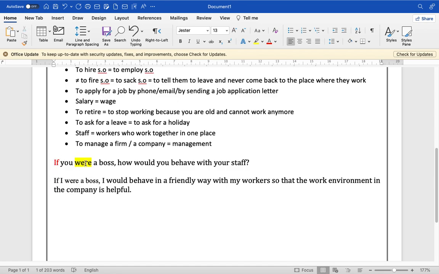This is the third type, in which we have the simple past here and would plus a verb here, as in I would behave. And if I were, you can use this expression in exams to answer. Usually I have such a question as the last question in reading comprehension to ask you about your own opinion, what you would do in certain situations, and how you would react to the story or the characters in the text.